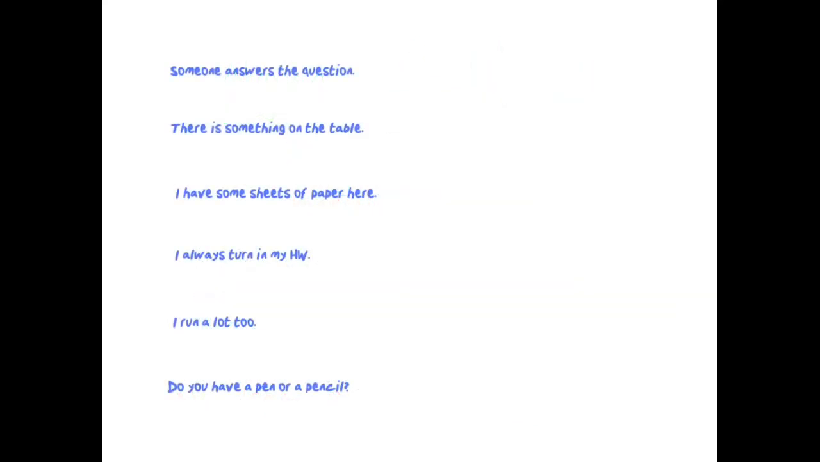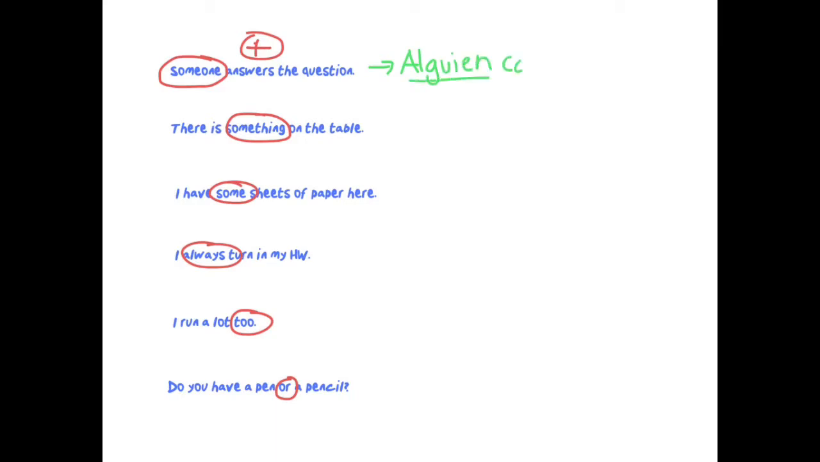Let's look at some practice sentences with affirmative and negative words. So if we start with these sentences here on the left, we can see the affirmative words outlined. Someone, something, some, always, too, and or. Now all of these are going to need affirmative words. There's no negative terms in front of the verbs. So when we make them affirmative, we just need to use those vocab terms from the earlier slides. So someone answers the question, alguien contesta la pregunta. Alguien underlined being the affirmative term. There's something at the table. Hay algo en la mesa.